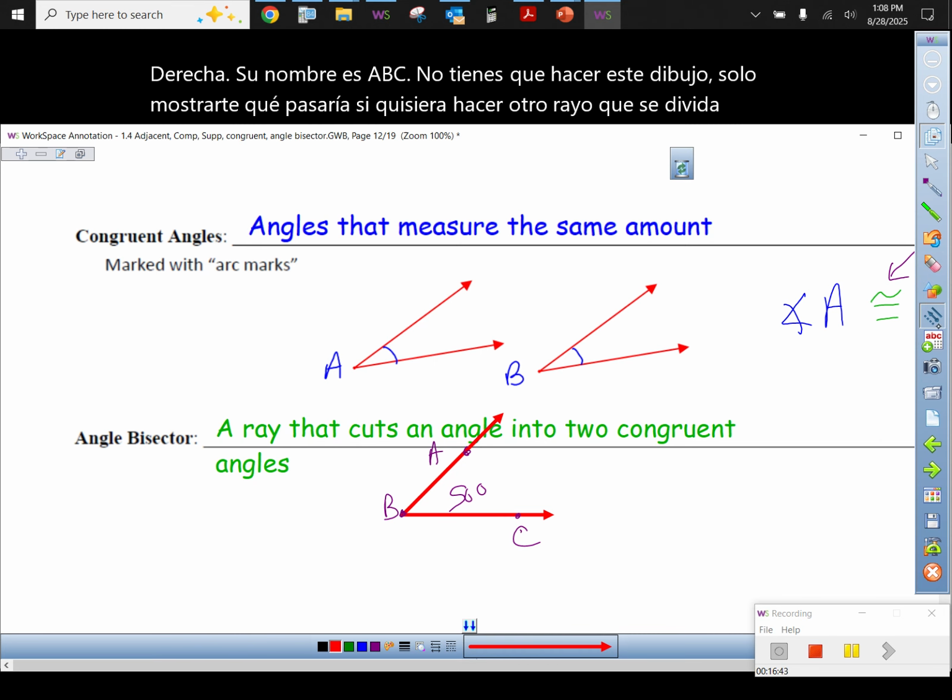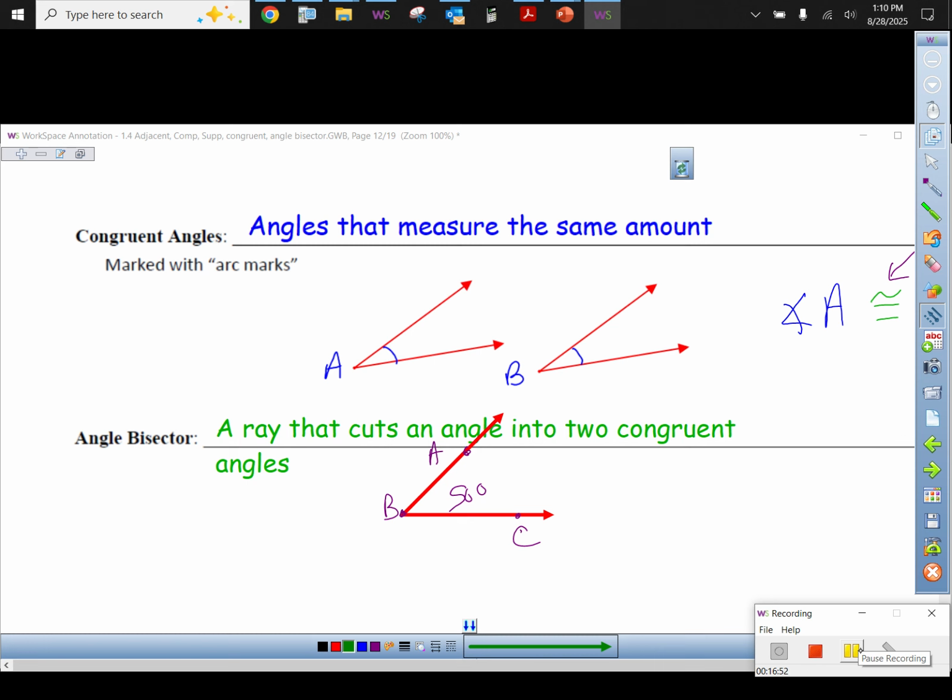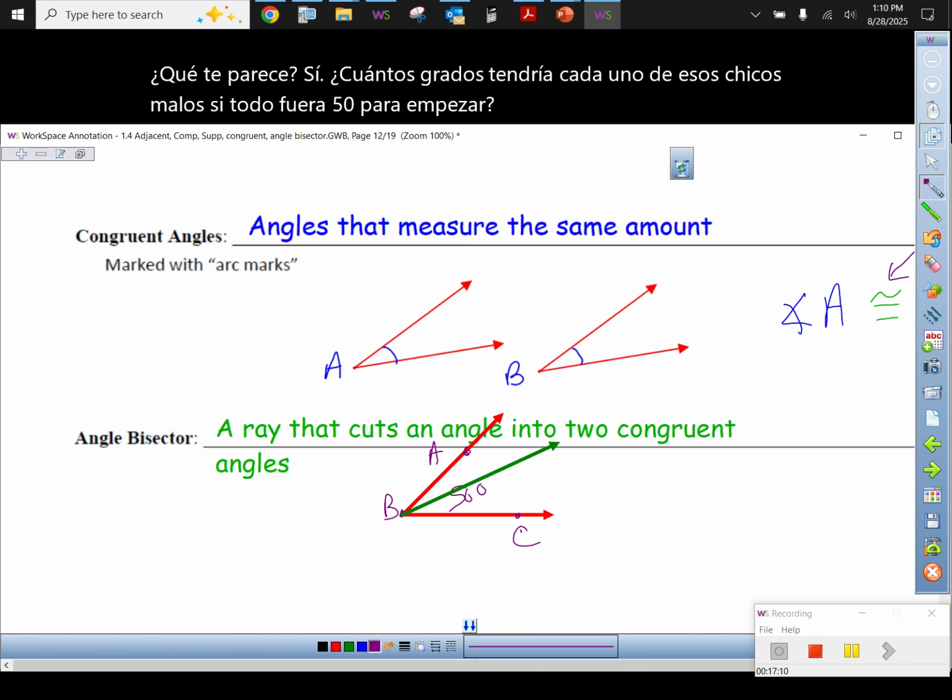First of all, do you feel that that ray should start from B? Should the ray that bisects it start from B? Yes or no? What do you think? Yes. How many degrees would each one of those be if the whole thing was 50 to start with? 25 and 25.